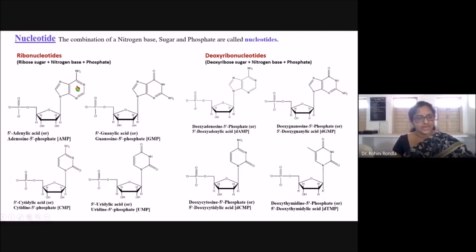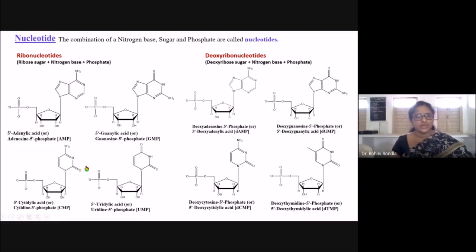If you take this adenine, what is the name of this nucleotide? See, 5-adenylic acid. This is the fifth carbon. In the numbering, the fifth carbon has a phosphate group. That is why the name is 5-adenylic acid, or you can say adenosine 5-phosphate. So the fifth carbon has the phosphate group. That is why the name is adenosine 5-phosphate.